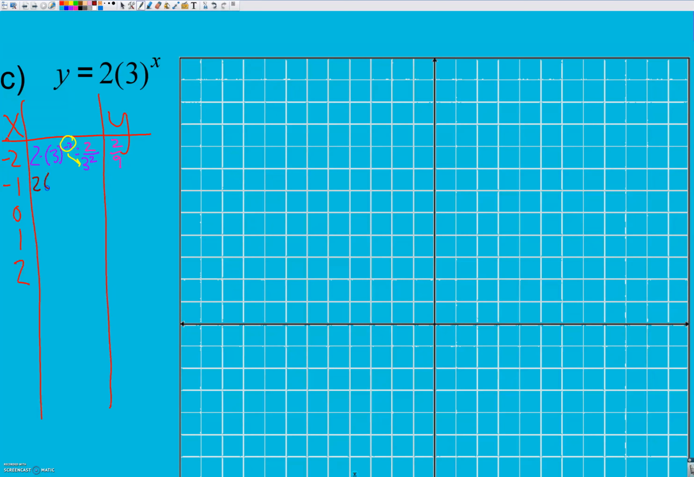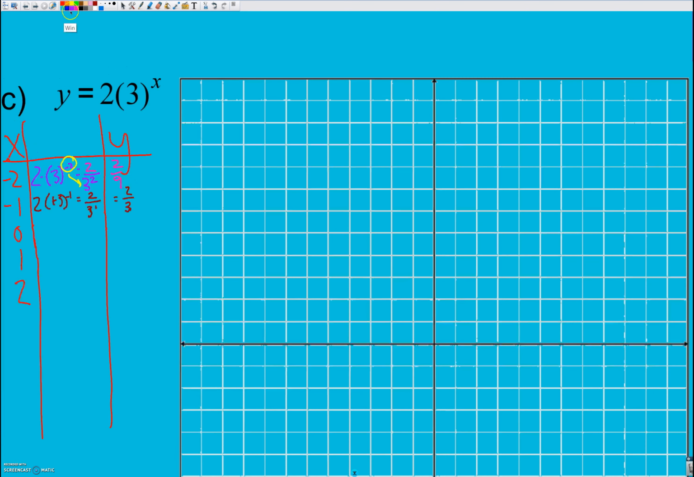We have 2 times 3 to the negative first power. Again, our 2 is positive, so it stays. The only thing that's negative is our exponent here. So 3 goes to the denominator, to the first power. We get just 2/3.